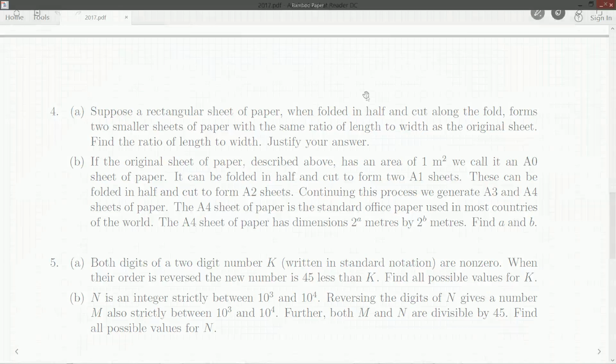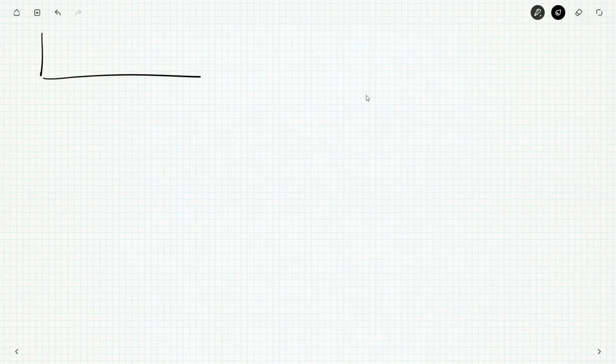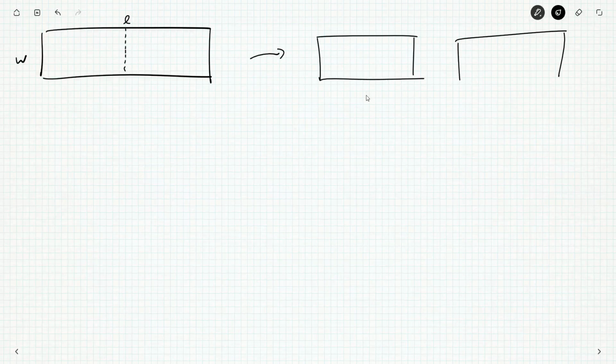So what's a picture of what's going on here with 4? We've got a sheet of paper, and it already has a ratio of length to width. We fold it in half and cut along the fold, and this produces 2 sheets of paper. Now they'll have one of the dimensions still this width here, and then they'll have L over 2.